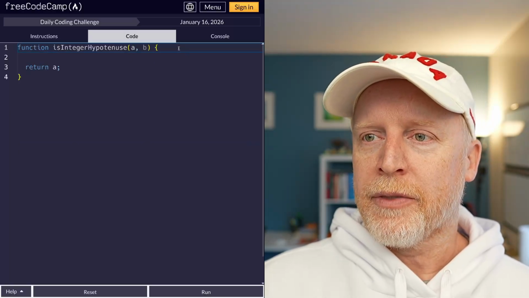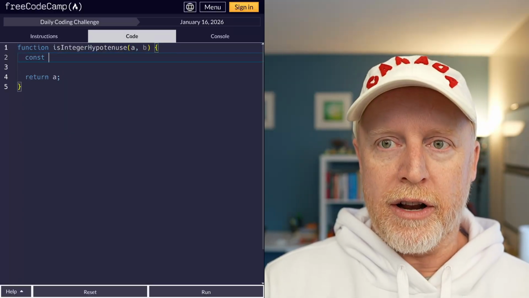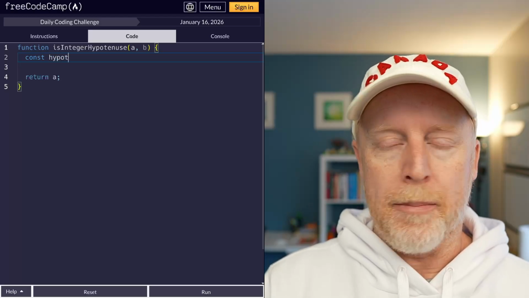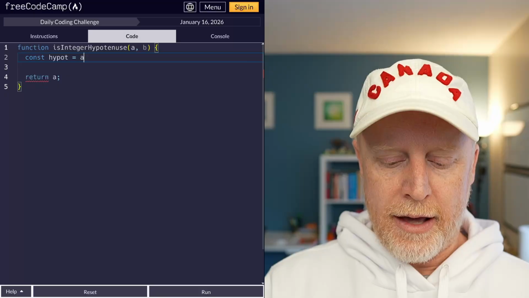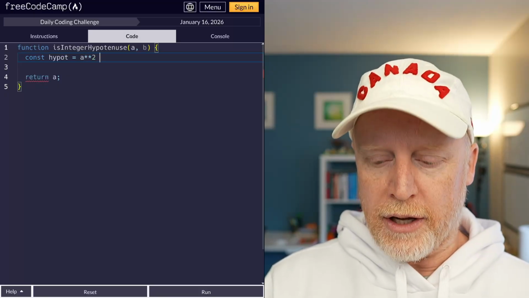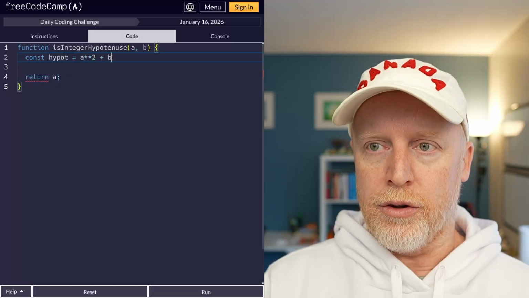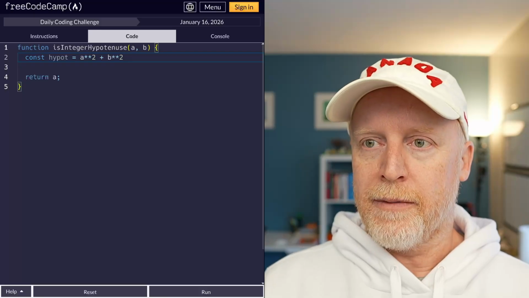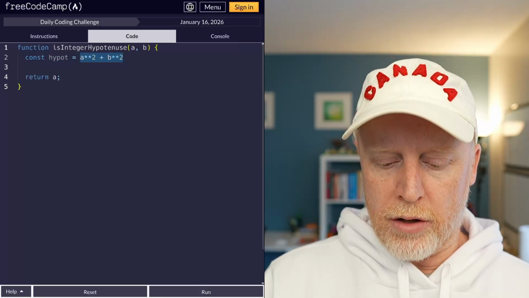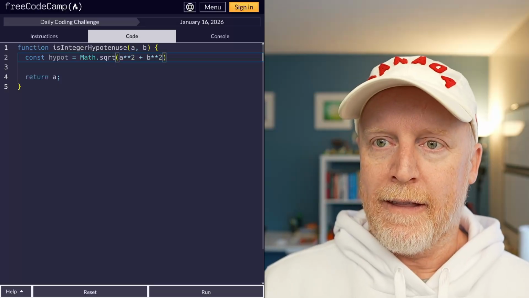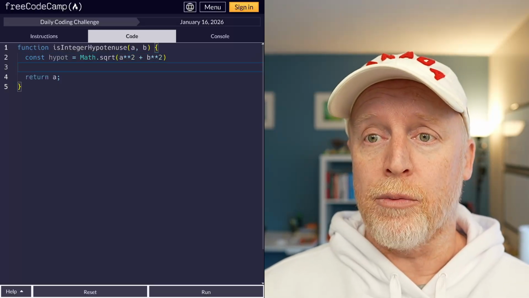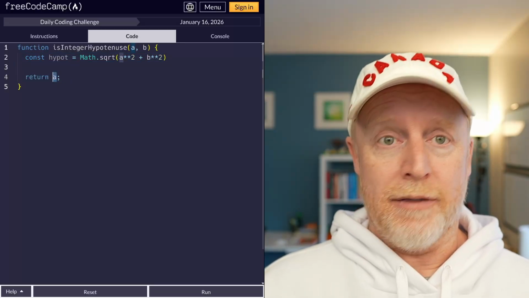Over here, we can start by creating a value. So call it hypot, right? The hypotenuse. That's going to be a to the power of 2 plus b to the power of 2, like this. Excellent. We can wrap all of that up and go Math.sqrt. That gives us our hypotenuse, right? And then we just need to check if it's an integer, right?